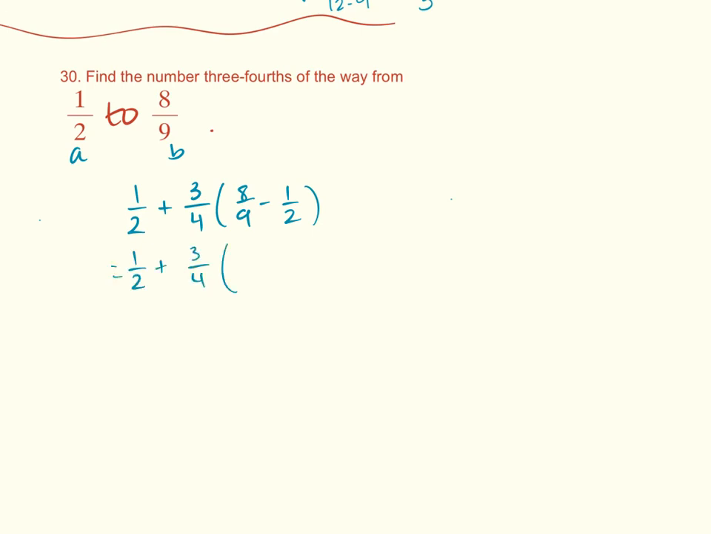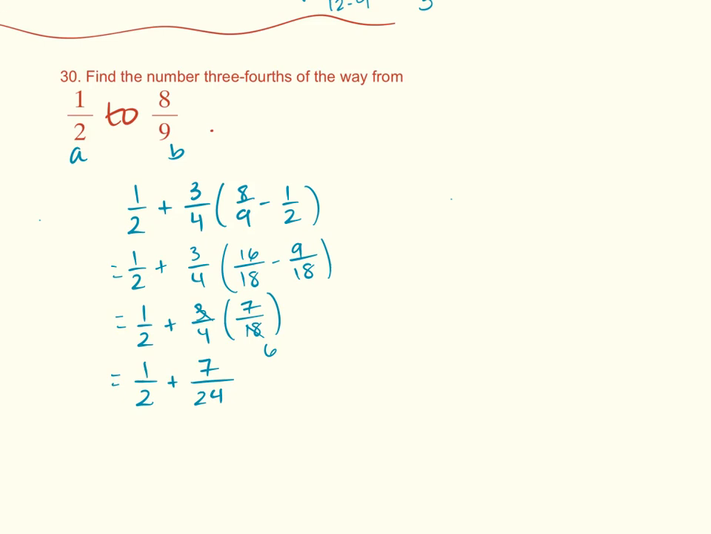So this becomes 16 over 18 minus 9 over 18. So this is 1/2 plus 3/4 times 7 over 18. So this is 1/2 plus 7 over 24. Common denominator is 24, so this is going to be 12 over 24 plus 7 over 24. So this is going to be 19 over 24.